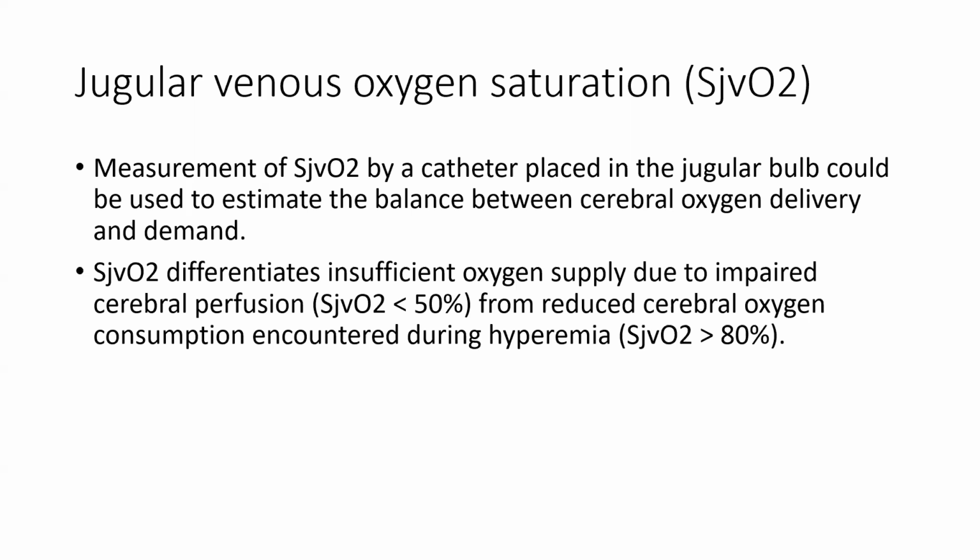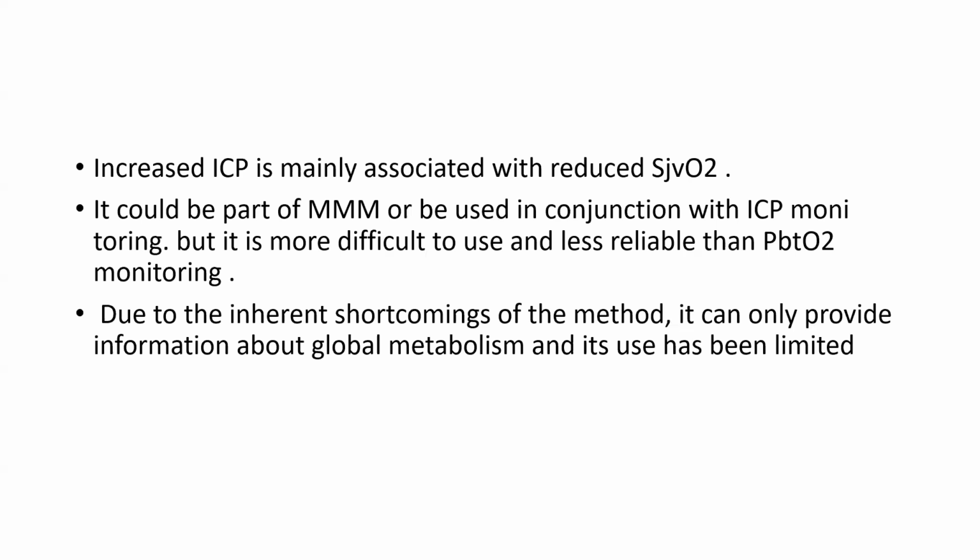So jugular venous oxygen saturation differentiates insufficient oxygen supply due to impaired cerebral perfusion, that is less than 50%, from reduced cerebral oxygen consumption encountered during hyperemia. Increased ICP is associated with reduced jugular venous oxygen saturation. It could be part of multimodal monitoring or be used in conjunction with ICP monitoring, but it is more difficult to use and less reliable than PbO2 monitoring.